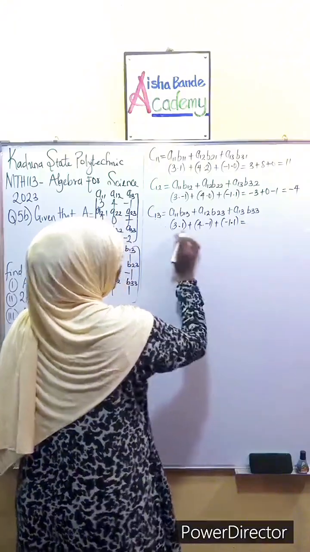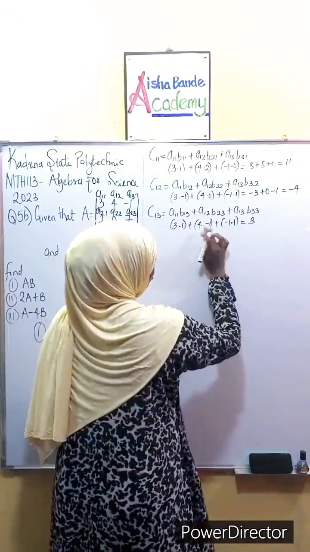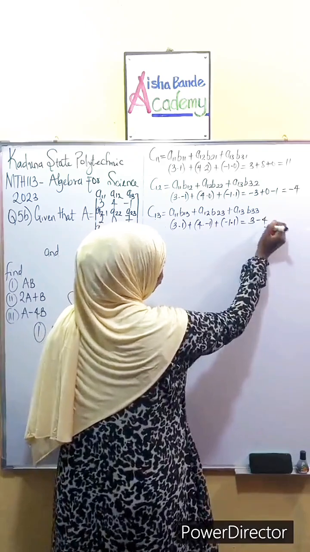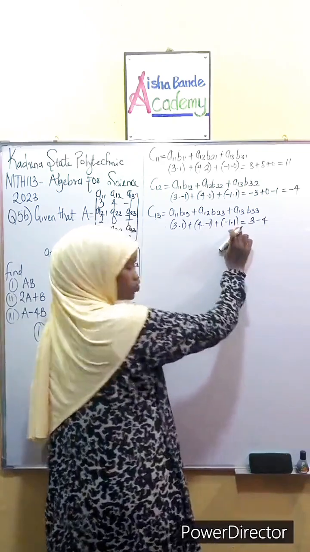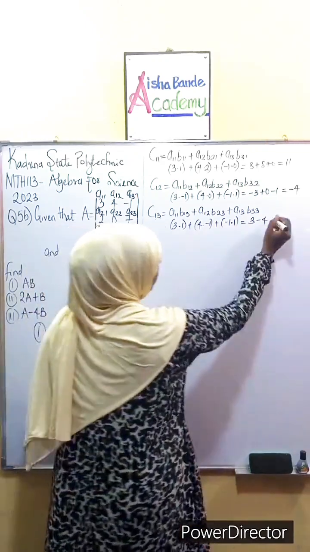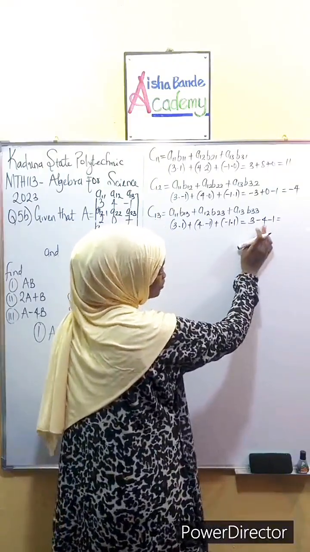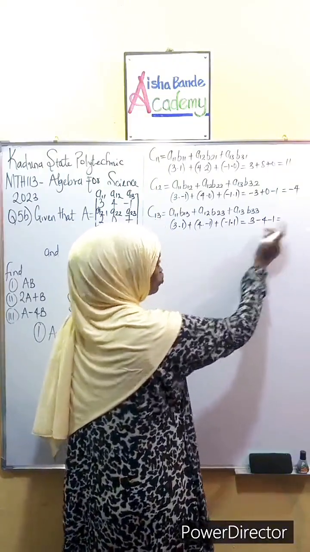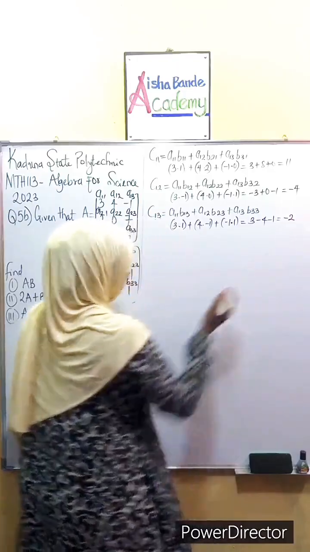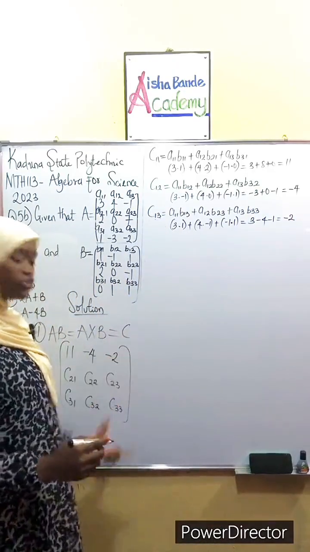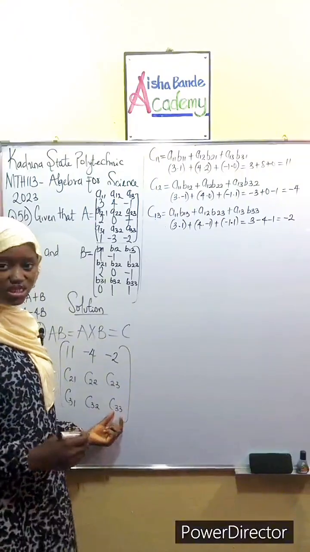So this is going to be 3 times 1 here is 3, 4 times minus 1 is minus 4, plus times minus 4, that is minus 4. Then minus 1 times 1 is minus 1, plus times minus 1 is minus 1. So here we have 3 minus 4 minus 1. So 3 minus 4 is minus 1, minus 1 minus 1 is minus 2. So what this means is that our C13 is minus 2. So that's how we keep solving till we get to the last one, which is C33.